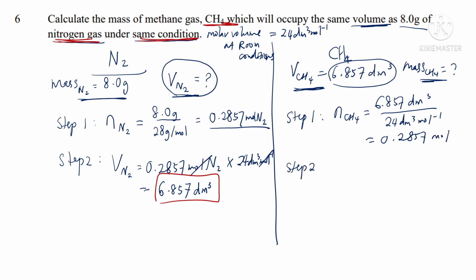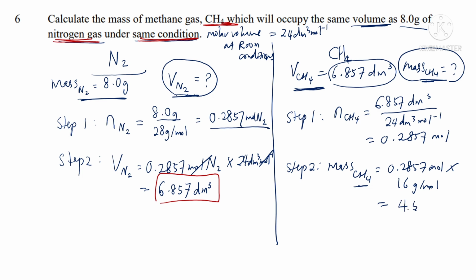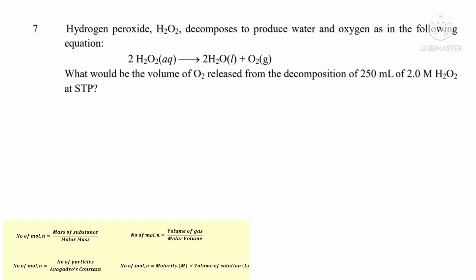In step number 2, since we want to find the mass, to find the mass of methane gas, we use the formula number of moles multiplied by the molar mass of methane gas, which is 16 gram per mole, to give us the mass of methane as 4.571 gram.